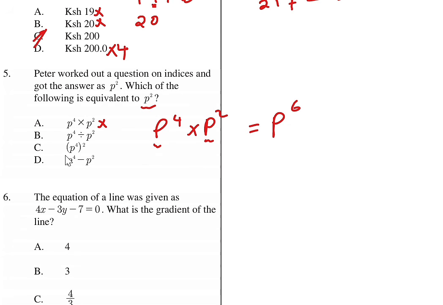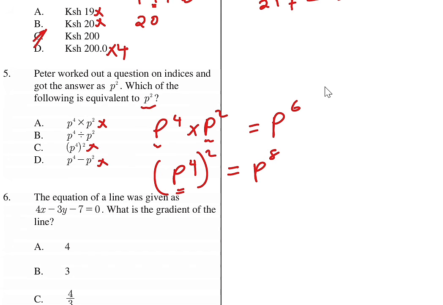If we go to option C, call the power of power. So for example, we have p power 4 and then raised to another power. So what we do usually, you take what is inside, it is p, then you multiply the powers. 4 times 2, get 8. You can see also C is not the answer. What about p power 4 minus p power 2? You will not get p squared.